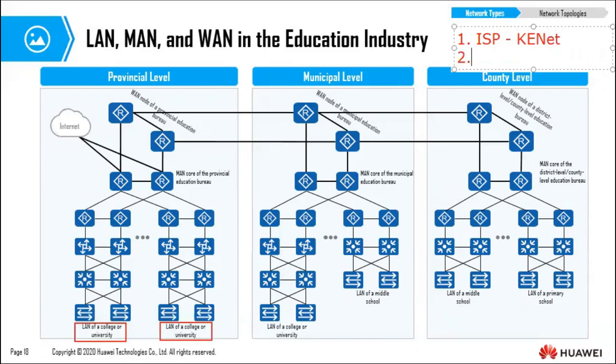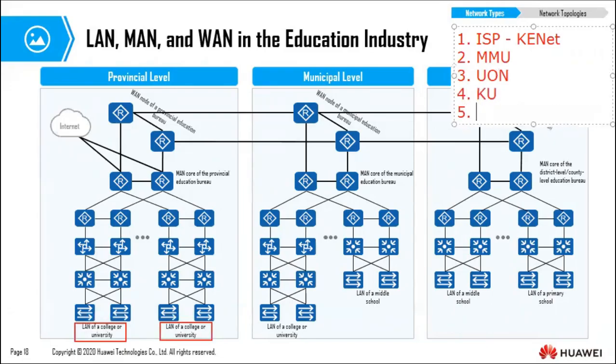Yeah, it's called KENET. So KENET will connect to MMU. KENET will also connect to the University of Nairobi, UoN. We'll also connect to KU, also connect to JKUAT. We'll also connect to which other one? JUST, Maseno, Moi, etc., etc. So all those.